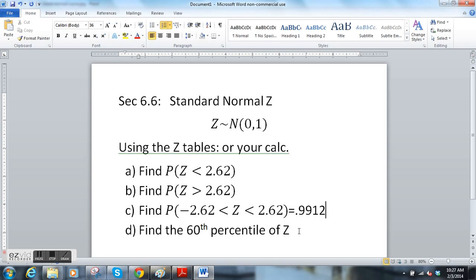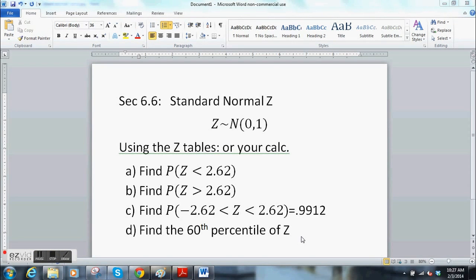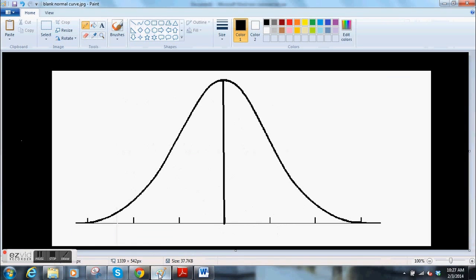Find the 60th percentile. So sometimes in the lecture notes, I talk about looking inside the table. I'm going to draw a new picture though. Question says, find the 60th percentile of z. So 60th percentile, here's our standard normal z, right, there's 0, and we want the 60th percentile. So we want some number such that the whole area under the curve is 60% from everything on down.